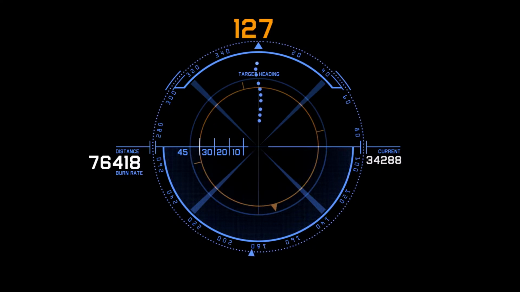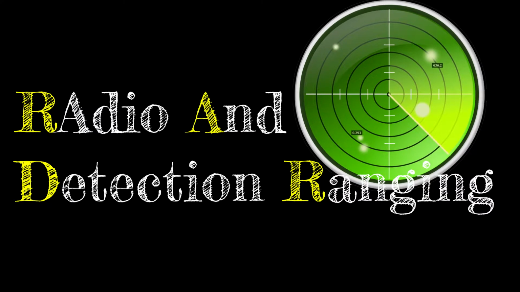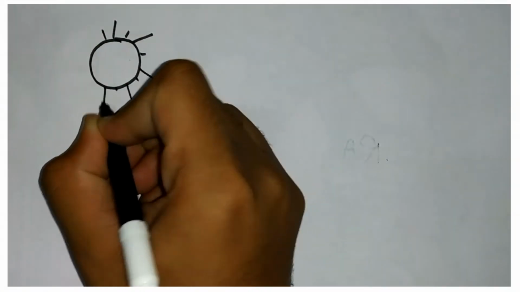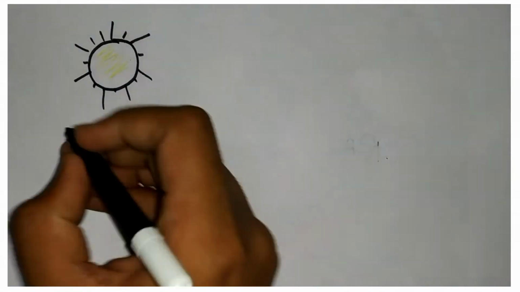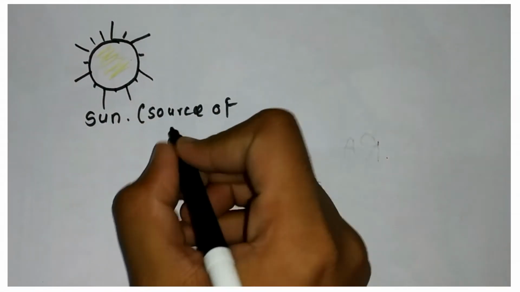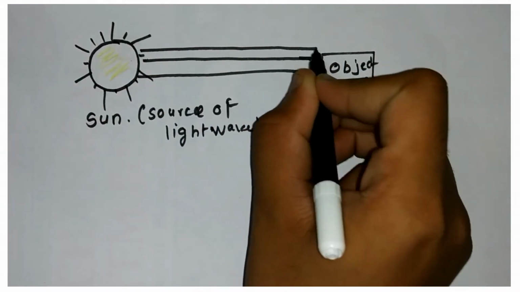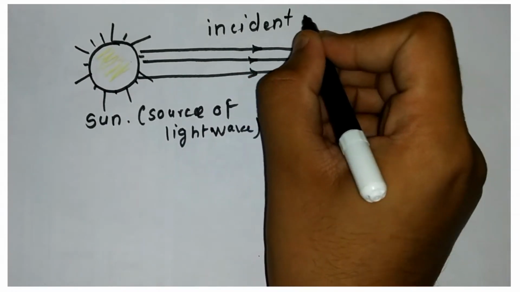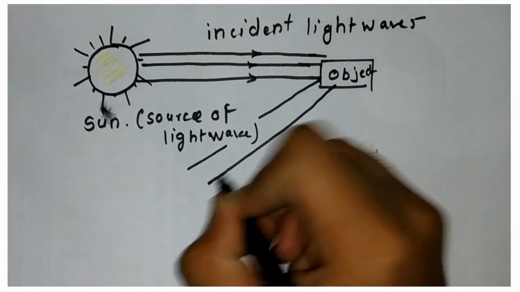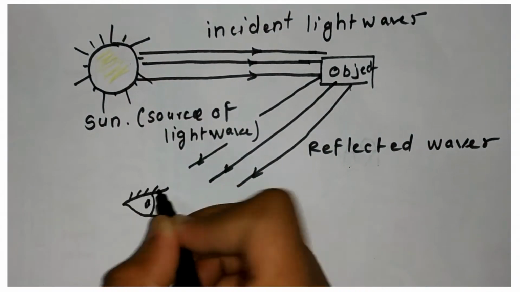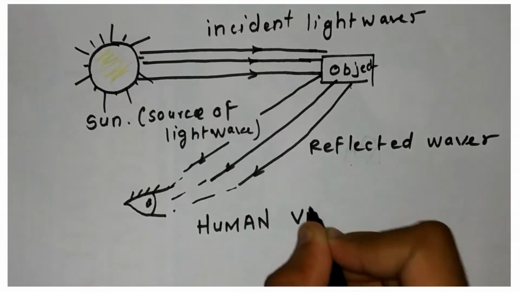So let's start. Radar stands for radio detection and ranging. Now to understand radar, we need to understand human vision, because both perform a similar function. In human vision, sun rays are incident on the object and get reflected in all directions. Those reflected waves are the desirable waves. These desirable waves get intercepted by our eyes and thus we are able to see those objects. This is the basic working principle of human vision. We are not going into much detail because this is not the topic of interest for today.